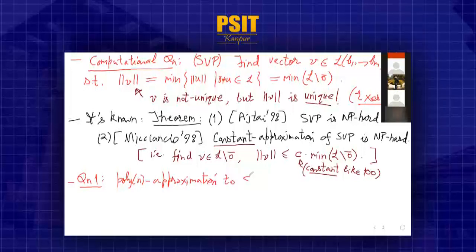To SVP. For example, n approximation. It will mean that instead of C, you put n. Find a vector which is at most n times the minimum, the shortest length in the lattice. Even this is an open question. We don't know a solution to this.